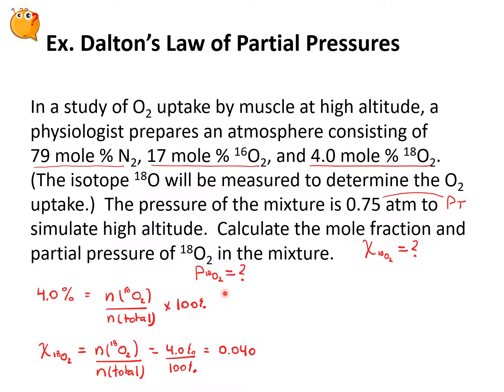Next, we can calculate the partial pressure of oxygen 18 using the expression the partial pressure of a gas equals the mole fraction of a gas times the total pressure. We were given the total pressure in the question, 0.75 atmospheres, and we've just calculated the mole fraction of oxygen 18, 0.040. So substituting these values into the expression and plugging the values into our calculator gives us a partial pressure of 0.030 atmospheres, which is our final answer.